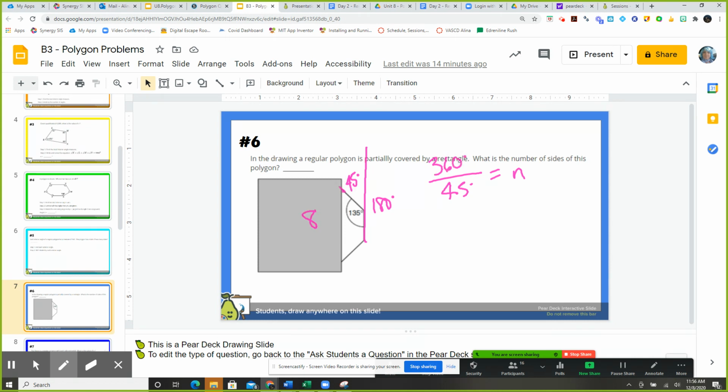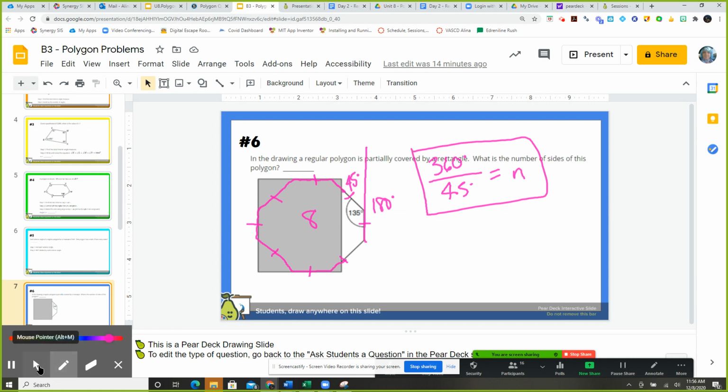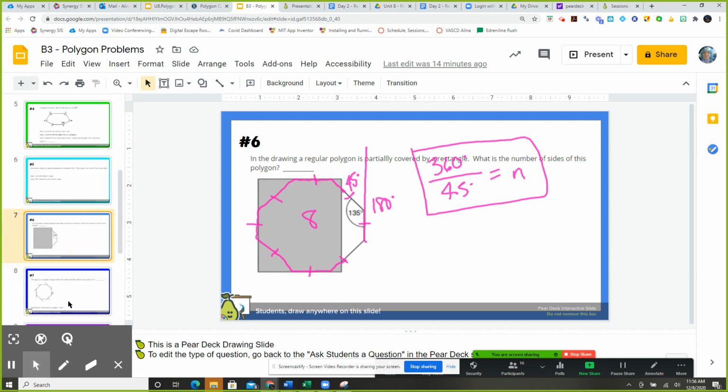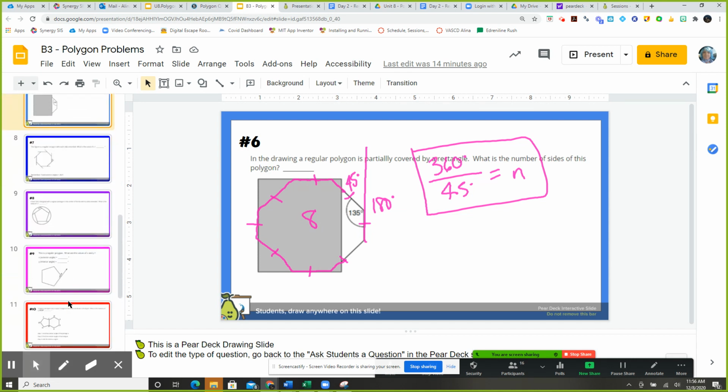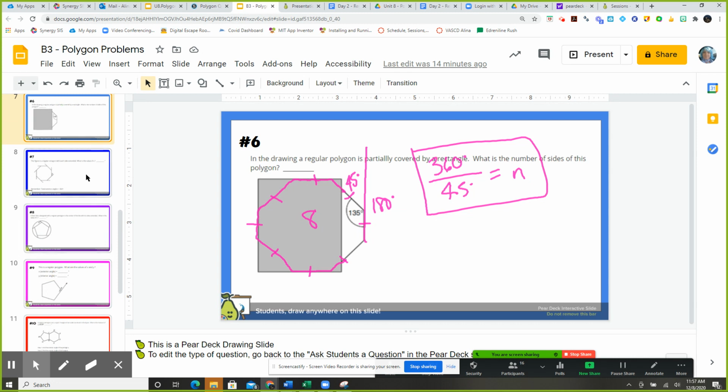Some of you will be able to see that, and some of you will not. So there is an octagon hiding under that. It's 1, 2, 3, 4, 5, 6, 7, 8. The mathematical way to find that is this equation. So I don't want to go too fast and leave anybody behind, but I feel like everybody's got it, at least everybody who's communicating with me.